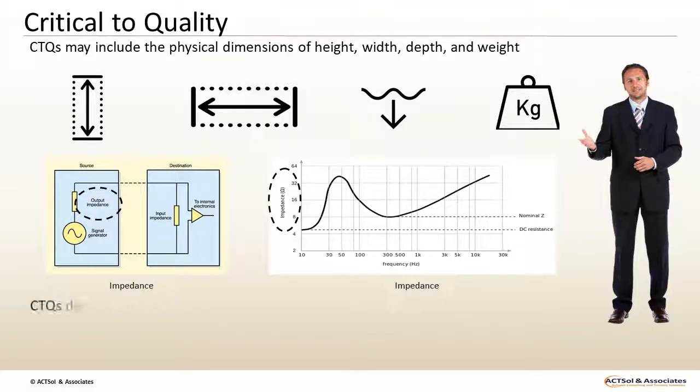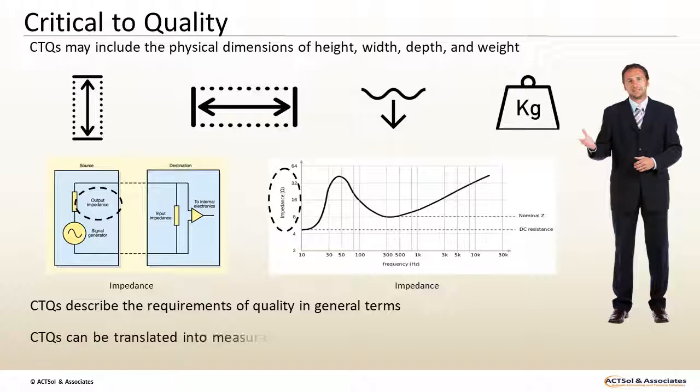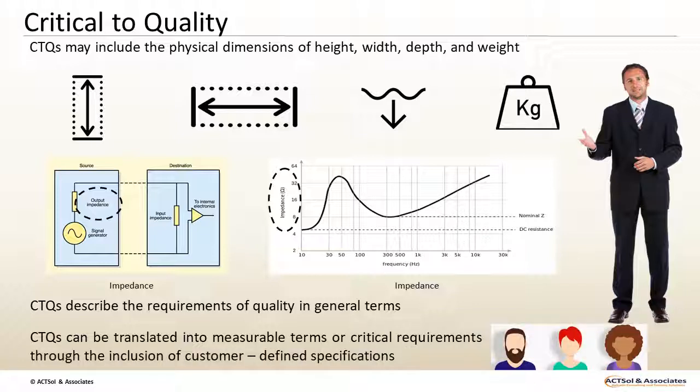So, CTQs describe the requirements of quality in general terms, but they lack the specificity to be measurable. However, CTQs can be translated into measurable terms or critical requirements through the inclusion of customer-defined specifications. For example, the customer may specify that the weight of the product be between 15 to 20 pounds. Products outside these specifications will not meet the customer's critical requirements.